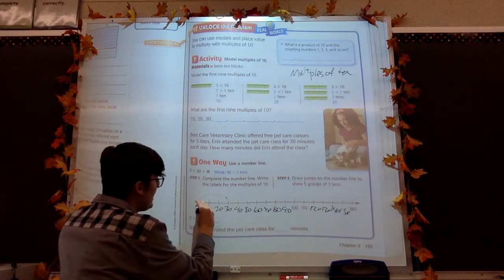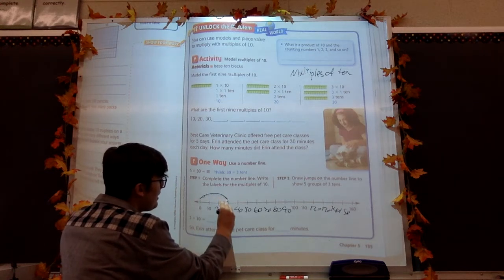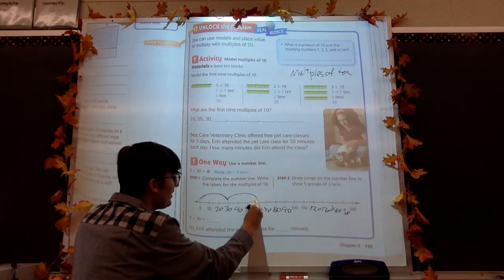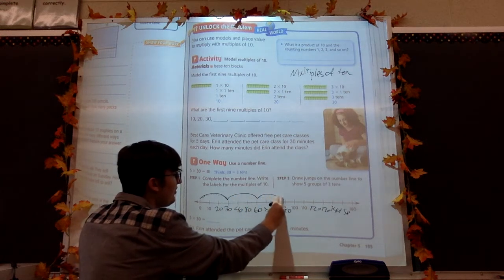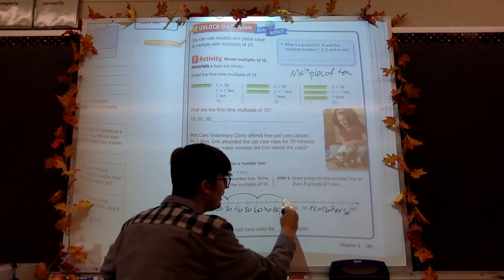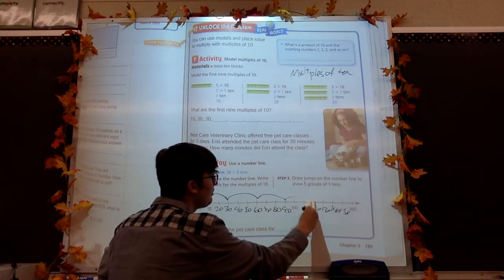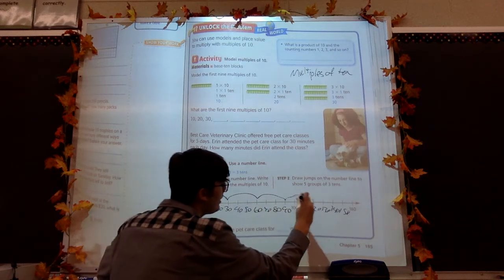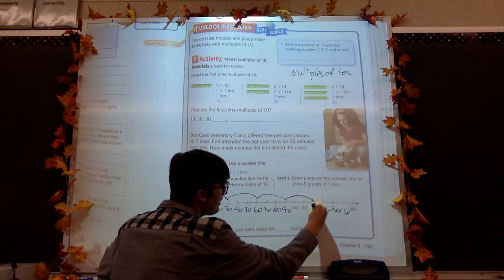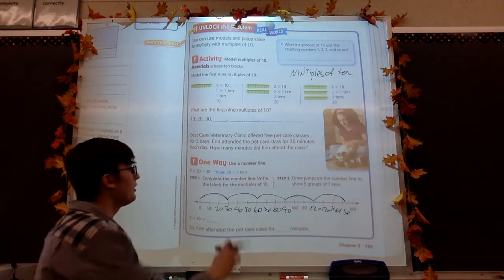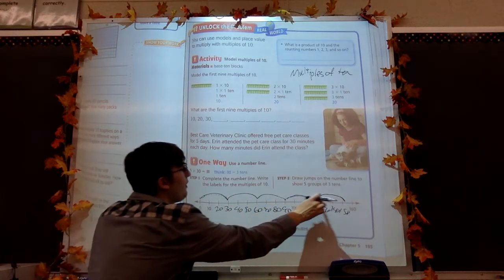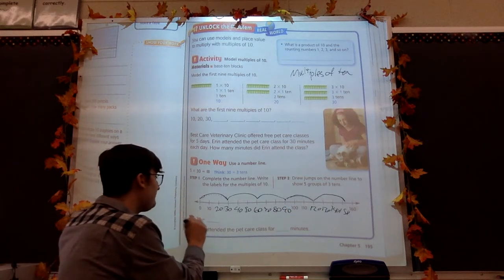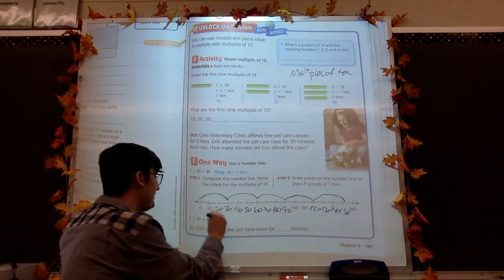So they started on a line right here. They went to 30. We add 30 to it because we're counting by 30s. 30 plus 30 is 60. 60 plus 30 is 90. 90 plus 30 is 120. 120 plus 30 is 150. So 1, 2, 3, 4, 5. I skipped 5 times. So 5 times 30 is 150.